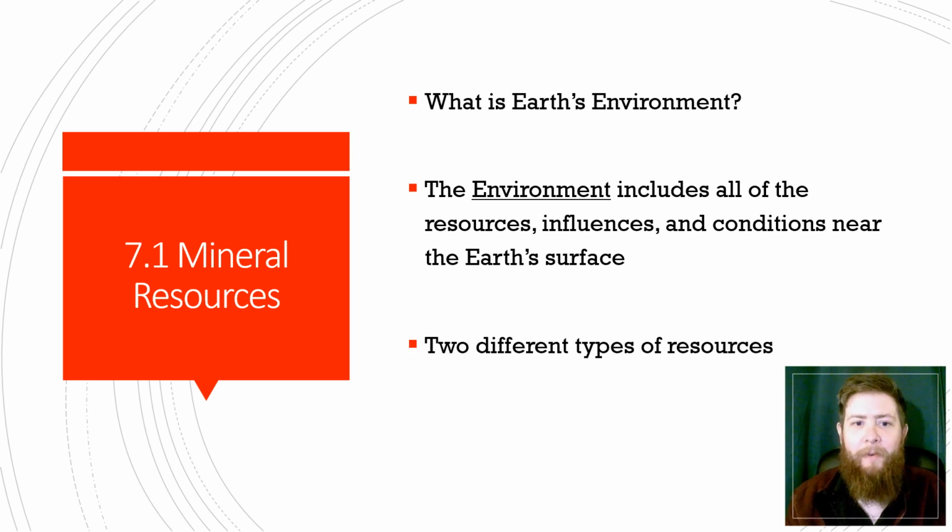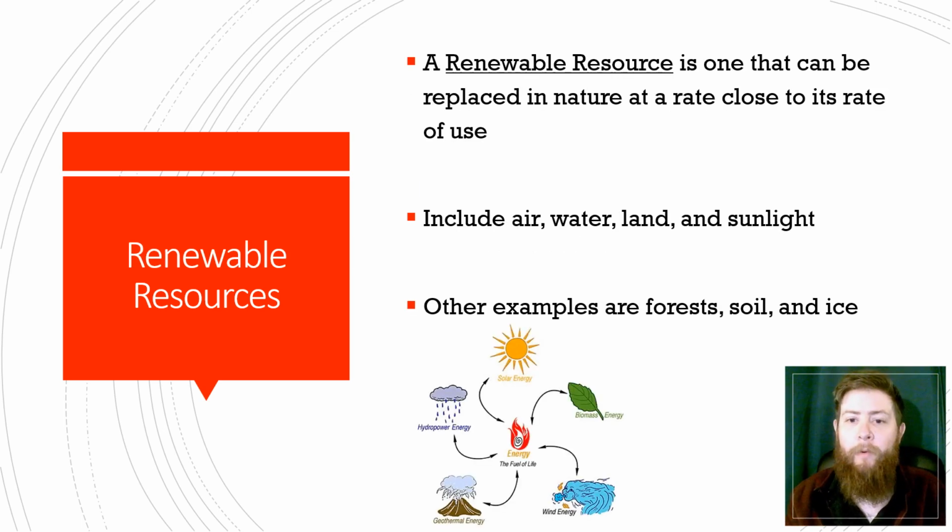And when we talk about resources, there are two different types. The first, of course, is renewable resources. These are ones that can be replaced in nature at a rate close to the one that we use them, or they renew themselves faster than we're able to use them. These include things like air, water, some land resources, and sunlight. Other examples include things like the forest, soil, and ice, which can be renewable as long as they're being replaced at a rate close to their use.